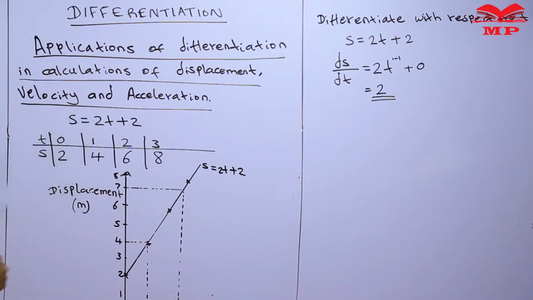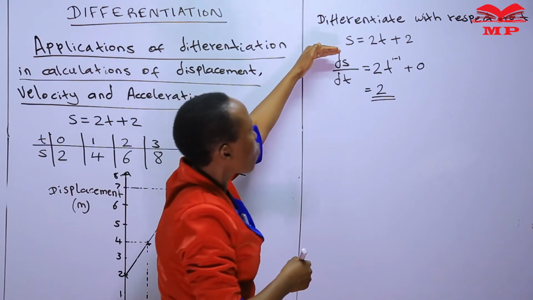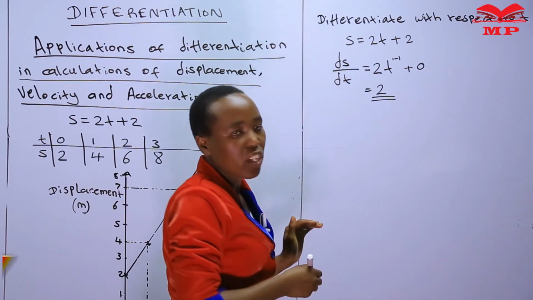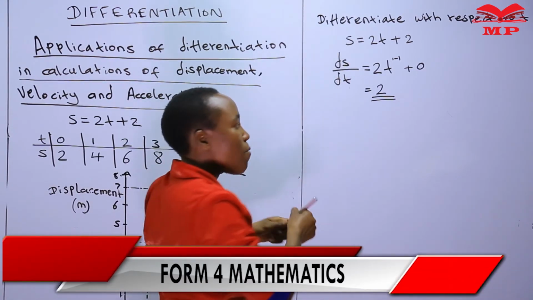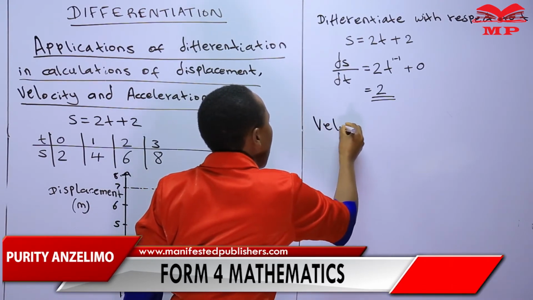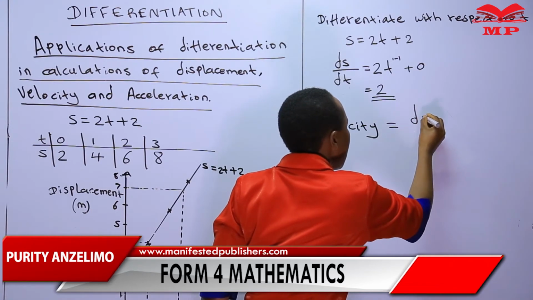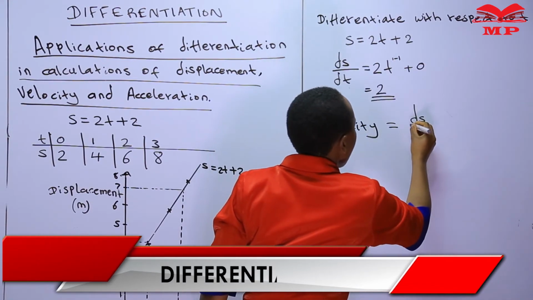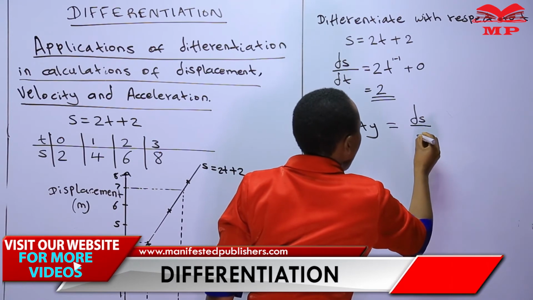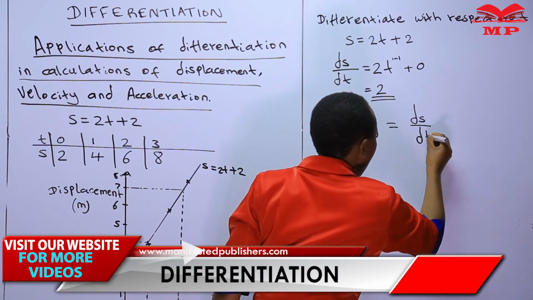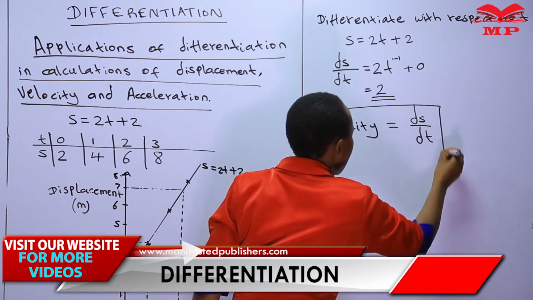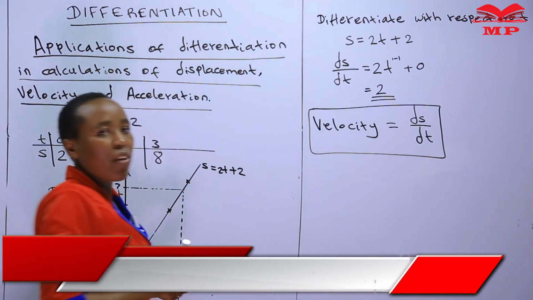And therefore, you can see the velocity that we got from this graph, after finding the gradient, is the same velocity that we get when we differentiate this equation. And therefore, we can say that when you want to get the velocity, you simply differentiate the displacement equation with respect to time. Velocity is given by ds over dt.